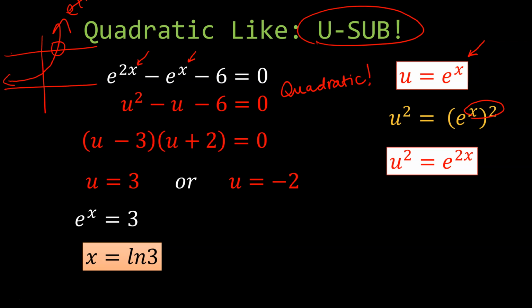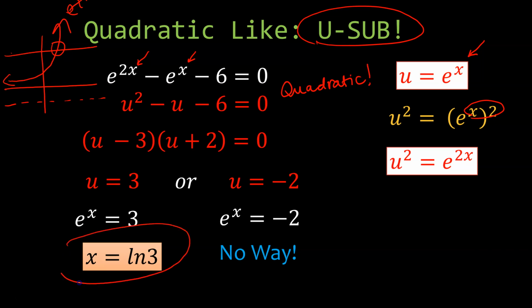The other solution, u equals negative 2. Well, that means e to the x is negative 2. Well, that is definitely not going to happen. Why? Because there is e to the x, and negative 2 is down here. e to the x will never go below 0. So this does not give you a solution. Therefore, you only have one solution here, and that is ln of 3. And that is it for solving quadratics and the like.